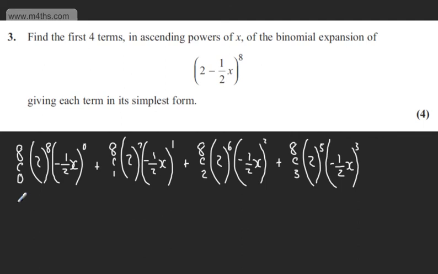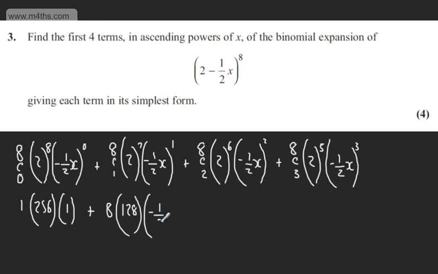8C0 will give us 1, so we're going to have 1. 2 to the power of 8 is going to give us 256, and then (-1/2 x) to the 0 is just going to give us 1. 8C1 is going to give us 8. We're going to have now 2 to the power of 7, which is 128, multiplied by -1/2 x. Remember, if we have an odd power and a negative, it's going to be negative.